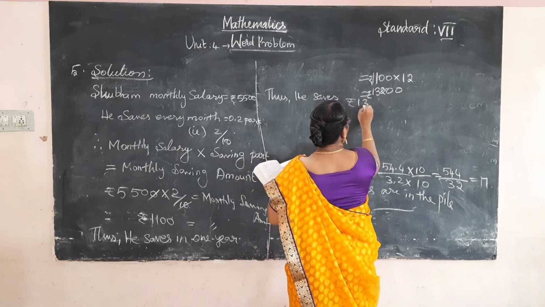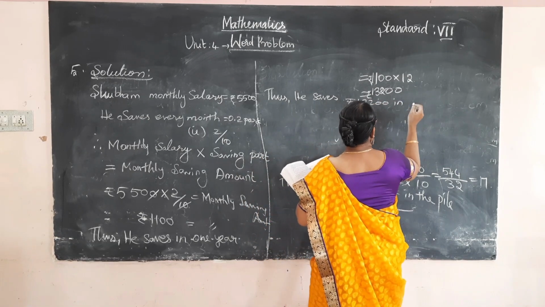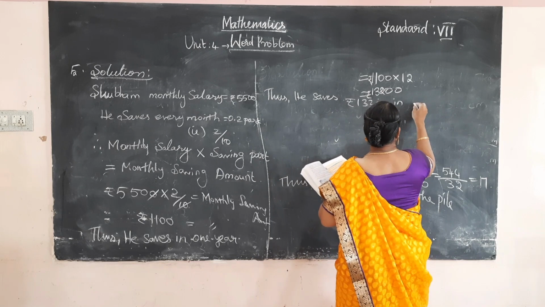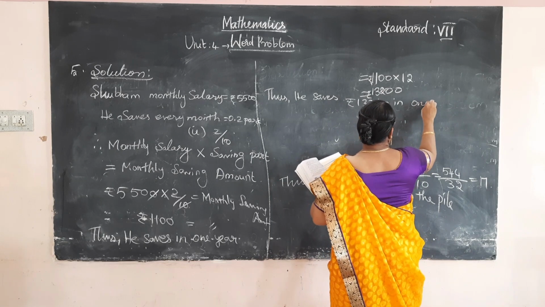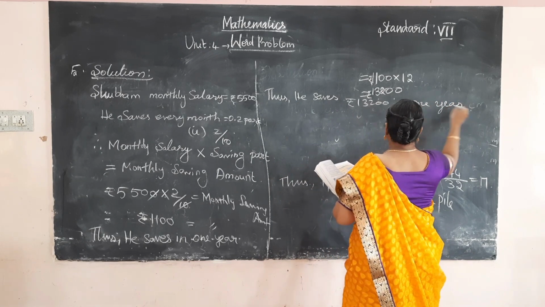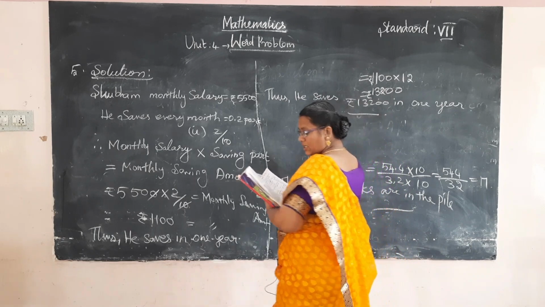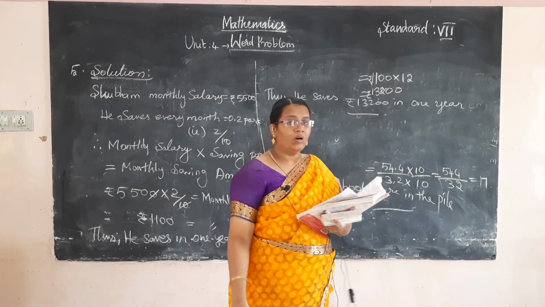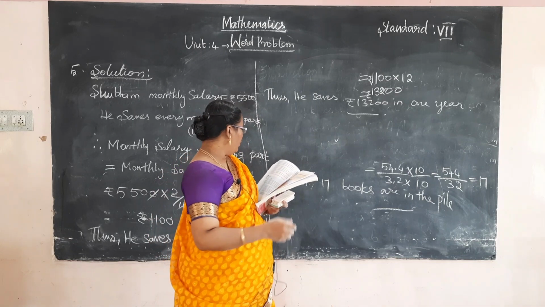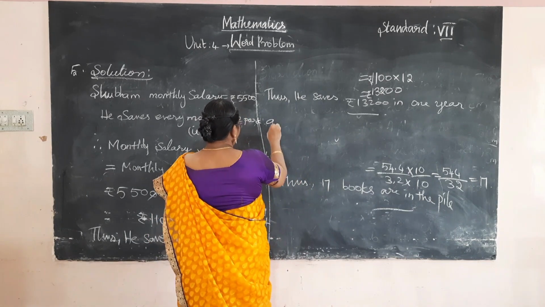Rupees in 1 year. That's it. And 6th, 7th, 8th are homework. 6th, 7th, 8th also homework. Now move to the 9th one of the problem.